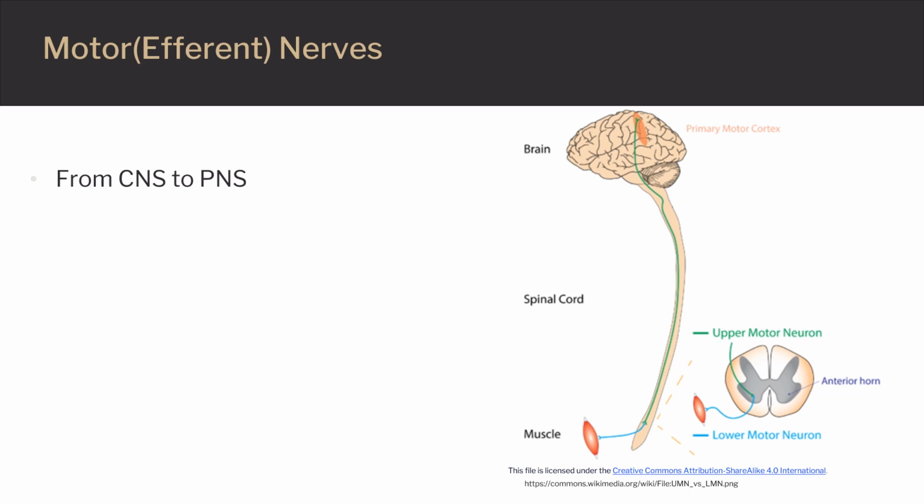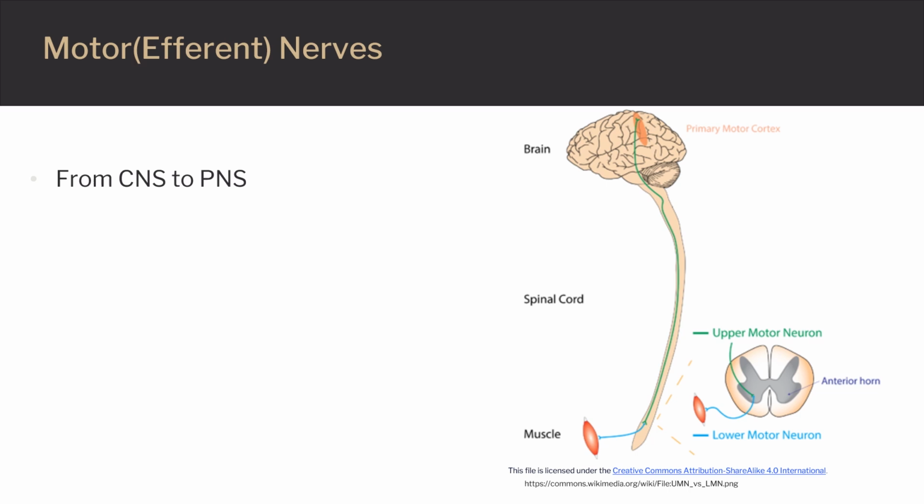Efferent nerves convey motor impulses away from the CNS to effector organs, such as muscles and glands. They can be divided into 2 types. Somatic motor nerves. They provide innervation to the skeletal muscles. And visceral motor nerves. They are part of the autonomic nervous system and they innervate smooth muscle, cardiac muscle, and glands. All motor impulses are sent to the PNS via descending tracts.